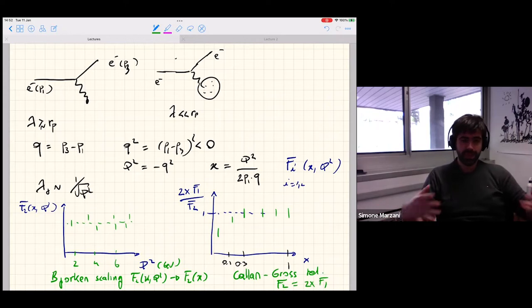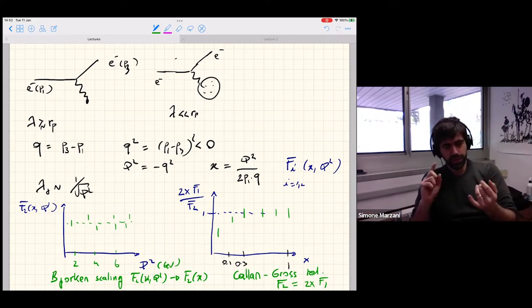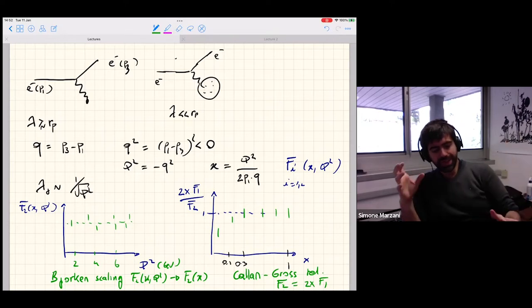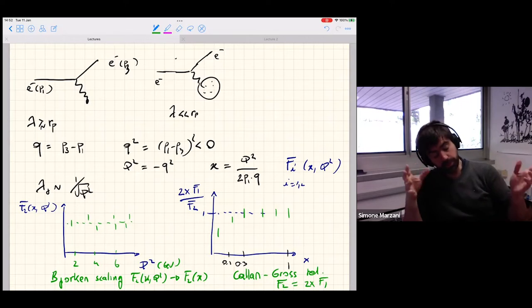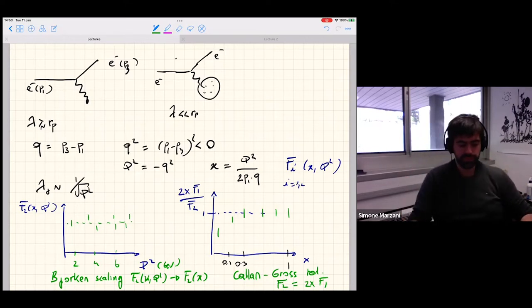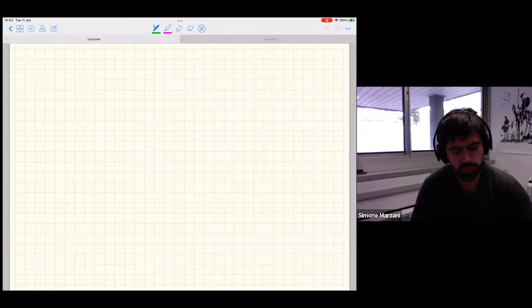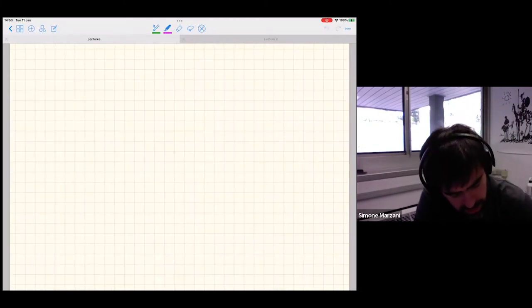We produce many hadronic states. So we don't have just protons, neutrons, and pions, but we have many hadronic states. And if we do high energy experiments where we probe the proton with an electron, we find Bjorken scaling and the Callan-Gross relation. So, okay, you need clever people to try to find models that are able to describe this phenomenon.